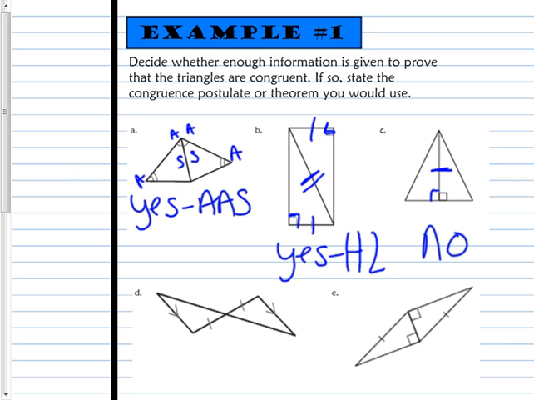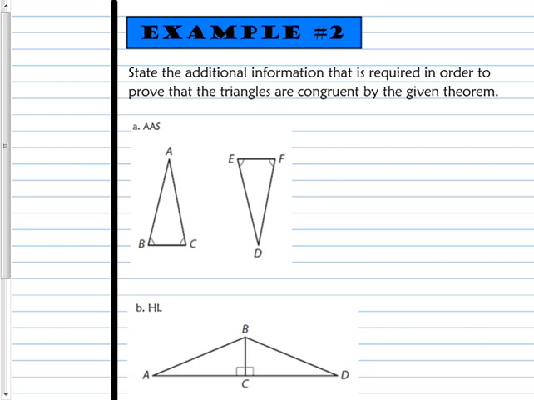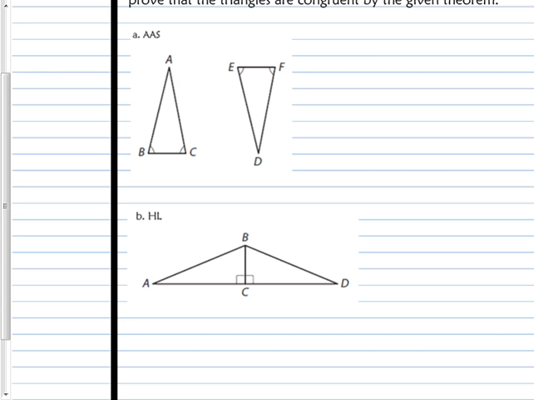So I'd like you to try D and E on your own. Write yes or no, and if it's a yes, name the theorem. Example 2, state the additional information we would need to prove these congruent. I'm just going to do letter A, and I want you to try letter B on your own.